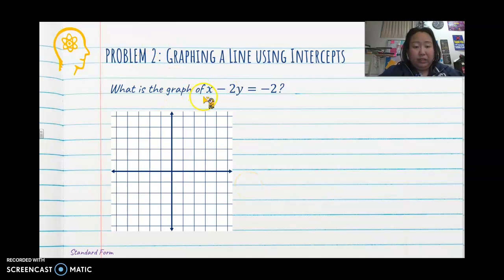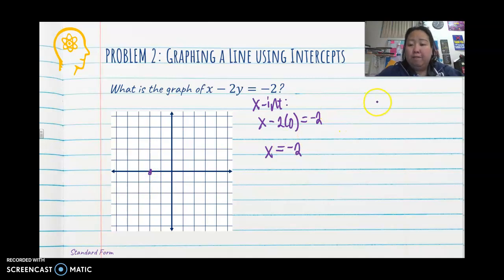So our equation is x minus 2y is equal to -2. So let's find our x-intercept and see where our point will be. For our x-intercept, y will be 0, okay? So x minus 2 times y equals -2, and y is 0, so x equals -2. So you know there's going to be a point at x equals -2. It's over here. Oops, sorry. There we go.